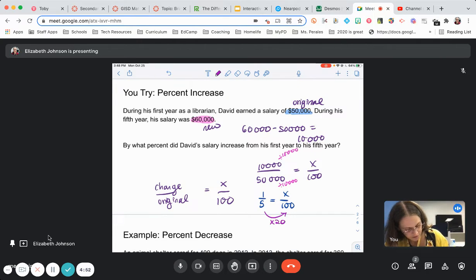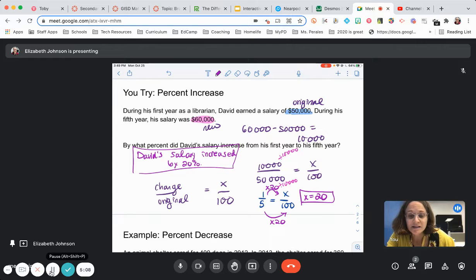5 times 20 is 100. And 1 times 20 is 20. X is 20. So what does that mean? We know that X is 20. Well, that means that David's salary increased by 20%. That's because our change was 10,000, and 10,000 is 20% of what we started with, the 50,000.